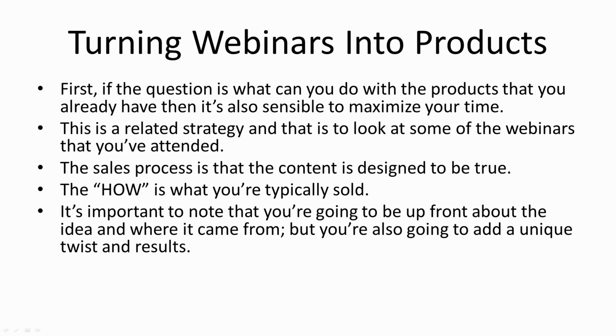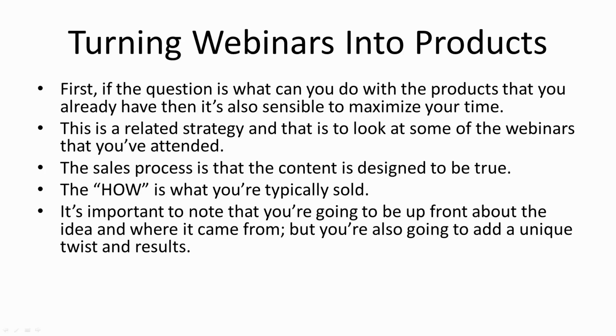So it's important to note that you are going to be upfront about the idea when you turn this content that you're getting into a product. You're going to be upfront about where it came from, so you don't have to worry about plagiarizing. You don't have to worry about using somebody else's idea and getting in trouble with it. When you actually put these ideas into your products, you are going to be talking about the fact that this is something that you learned on a webinar from this person. Now, you are also going to make sure that you are adding a unique twist and your own results.